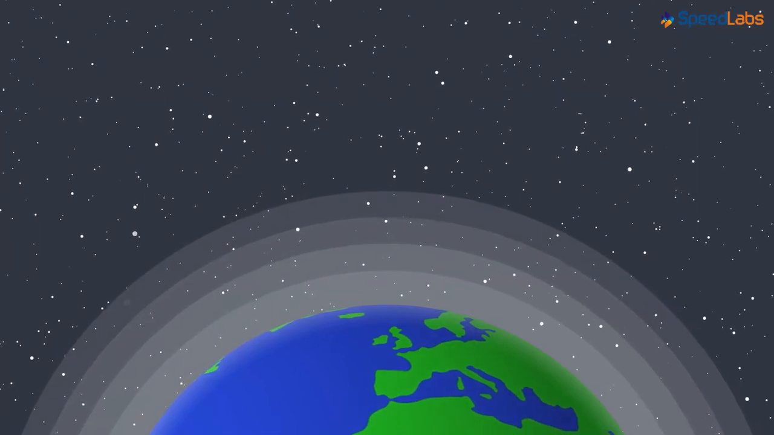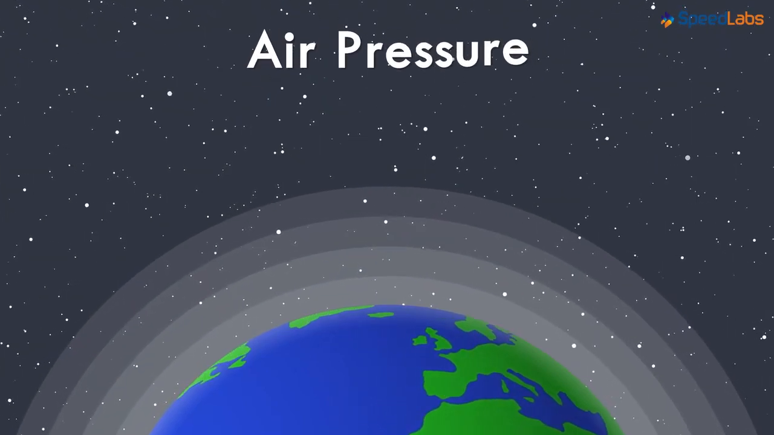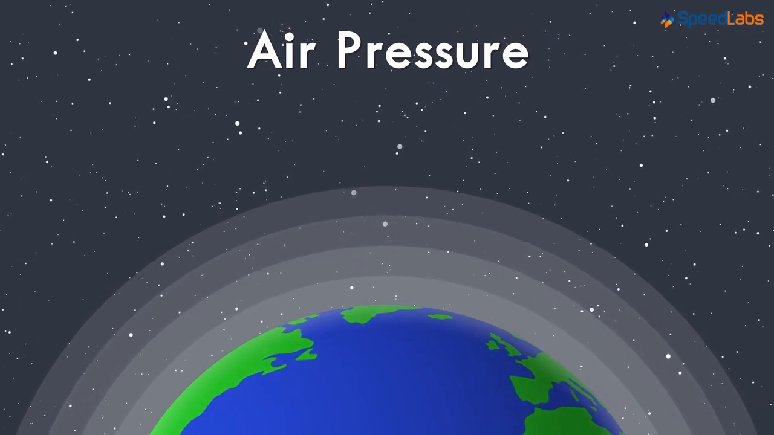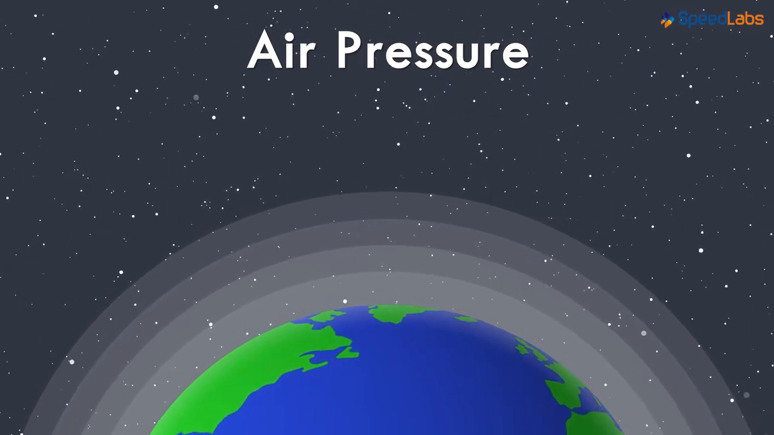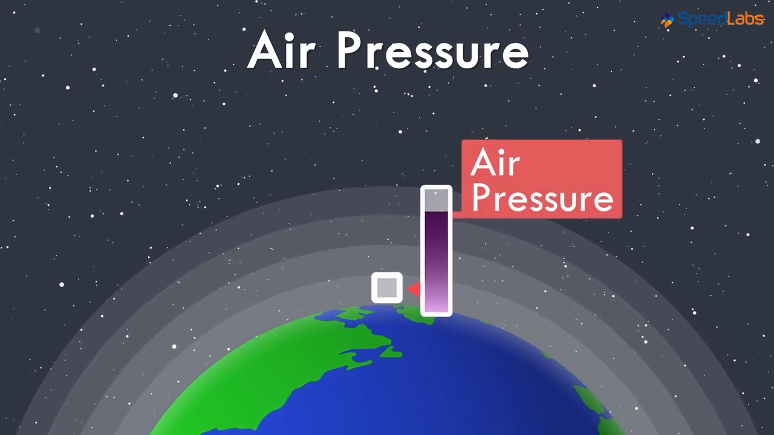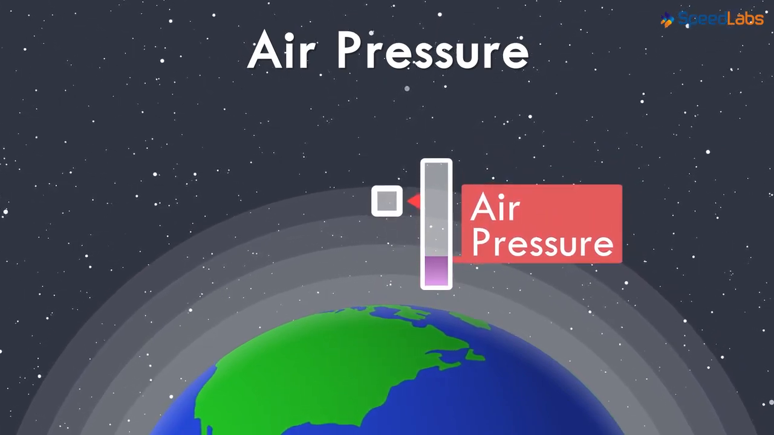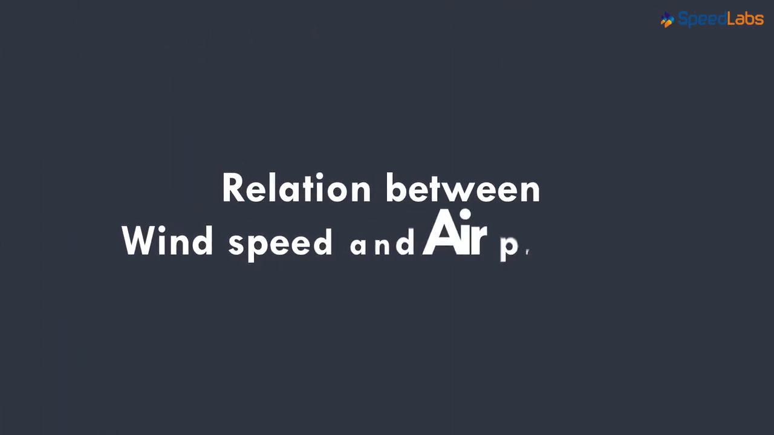In our previous lesson, we discussed air pressure. The air pressure is not even in all the places. To understand this, we discussed how the level of air pressure decreases as we move upwards in the atmospheric layers. Now let's see how the wind speed and air pressure are related to each other.